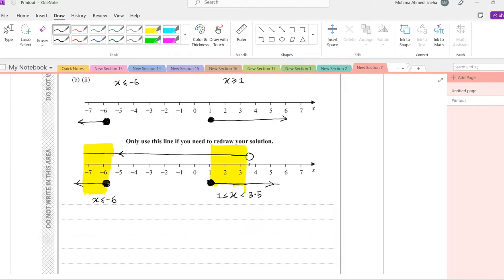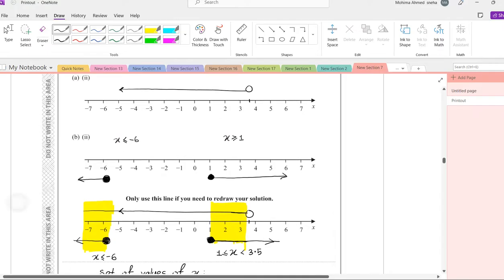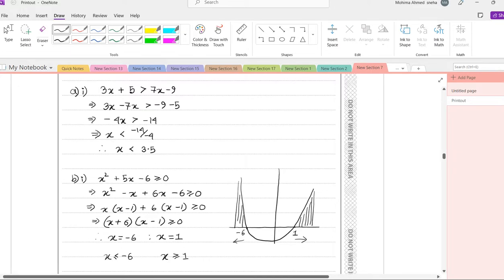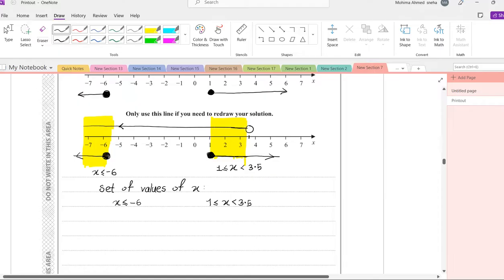So the set of values of x that satisfy both the inequalities are these two ranges. So the set of values of x are 1 less than or equal to x less than 3.5 and x less than or equal to -6. So this is the end for question number 6. Entire question number 6 ends here. Yes, there are no other parts left. I hope question number 6 was clear enough for you all to understand.